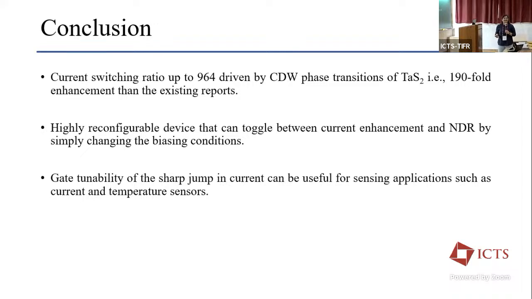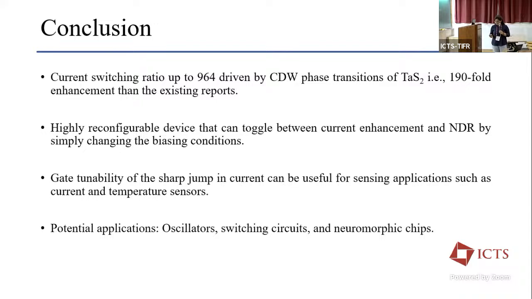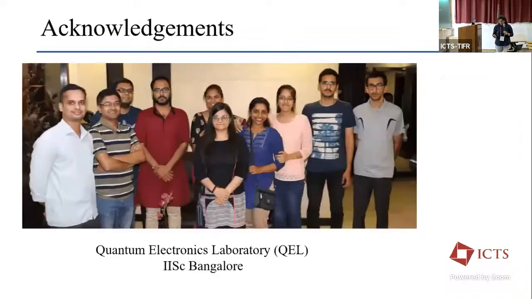Additionally, this gate tunability, which comes because of the modulation of MoS2 resistance with the backgate voltage, can be useful for various sensing applications such as current and temperature sensors. And further, it can find potential application in various oscillators, switching circuits, and neuromorphic chips.